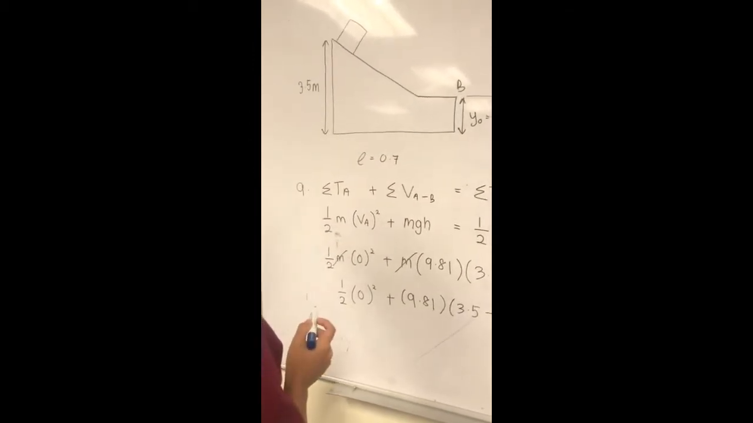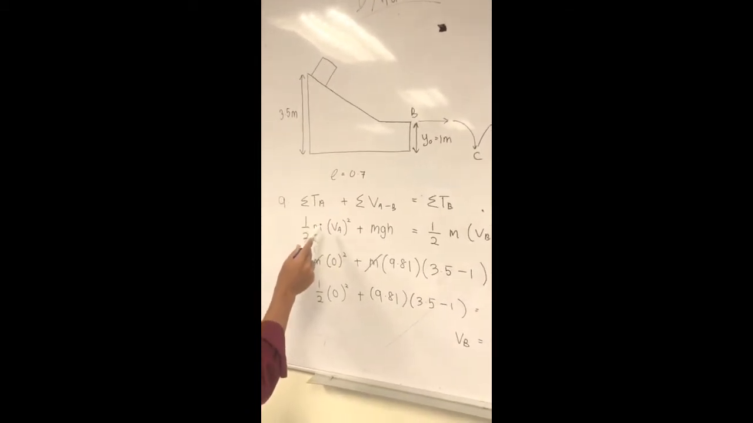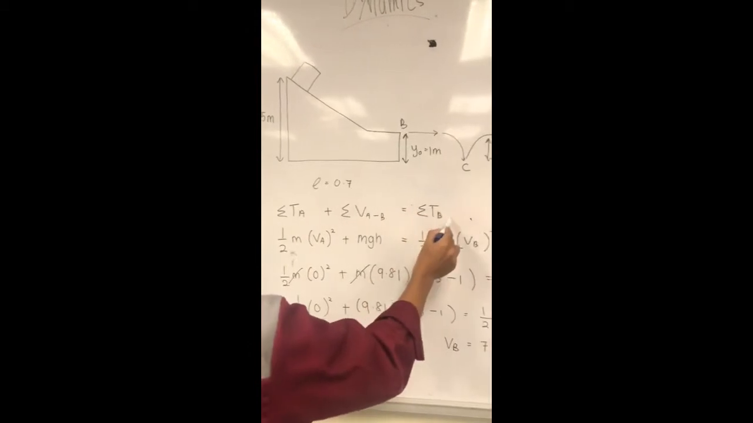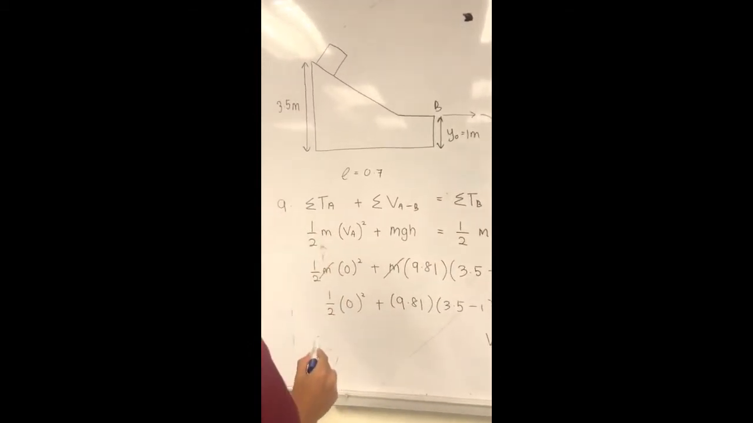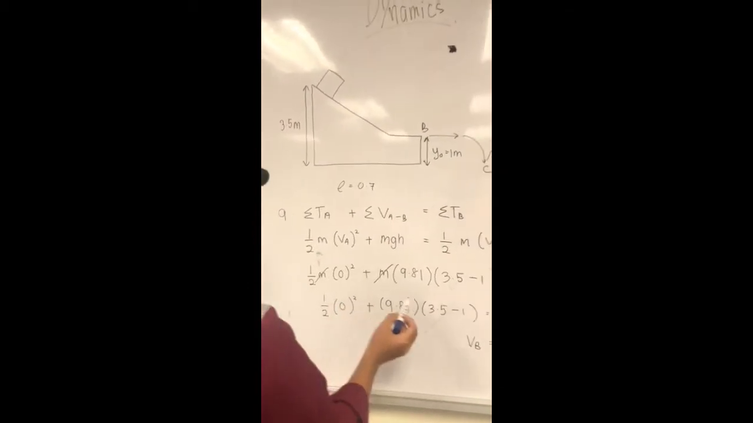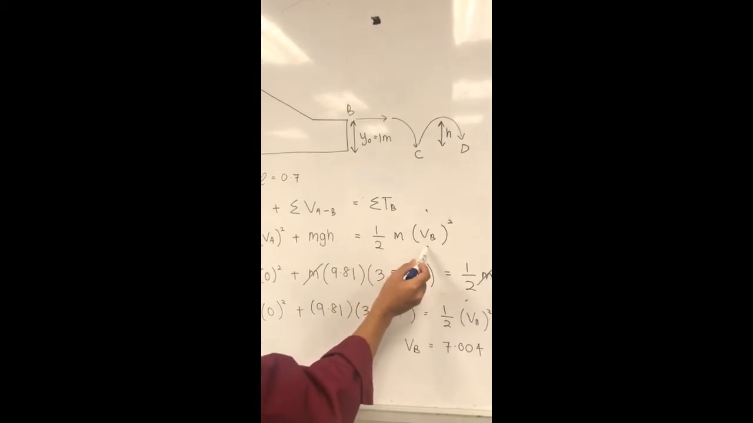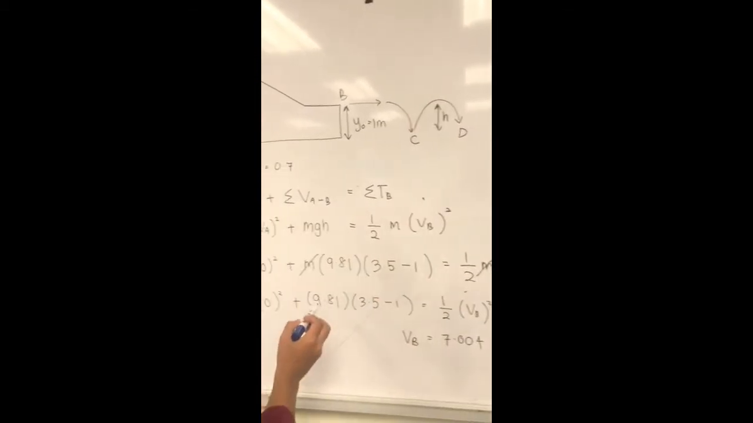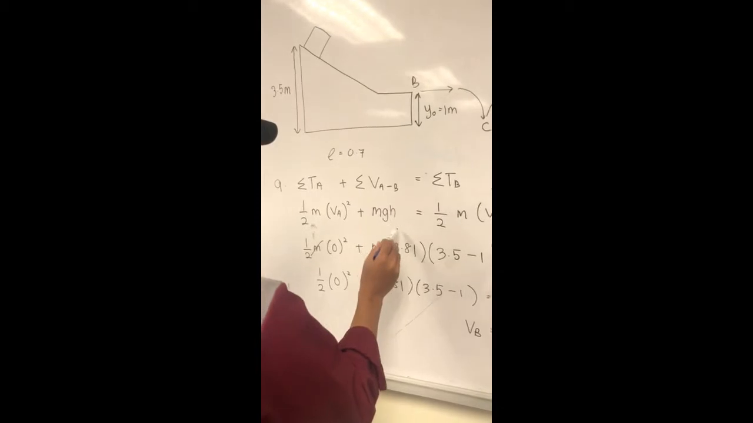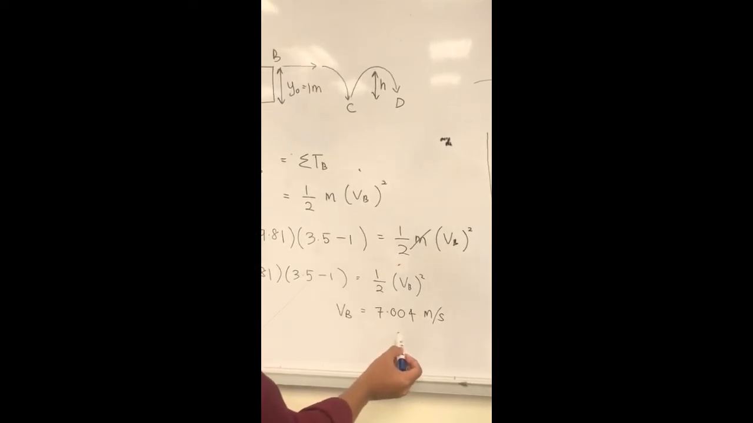To analyze question A, because the object is released from rest at the beginning, we use this formula, which is the principle of work and energy. So we can get the velocity VB. We substitute all the mass, the gravitational force, and the height that we talked about, and then we have VB, which is 7.004 meter per second.